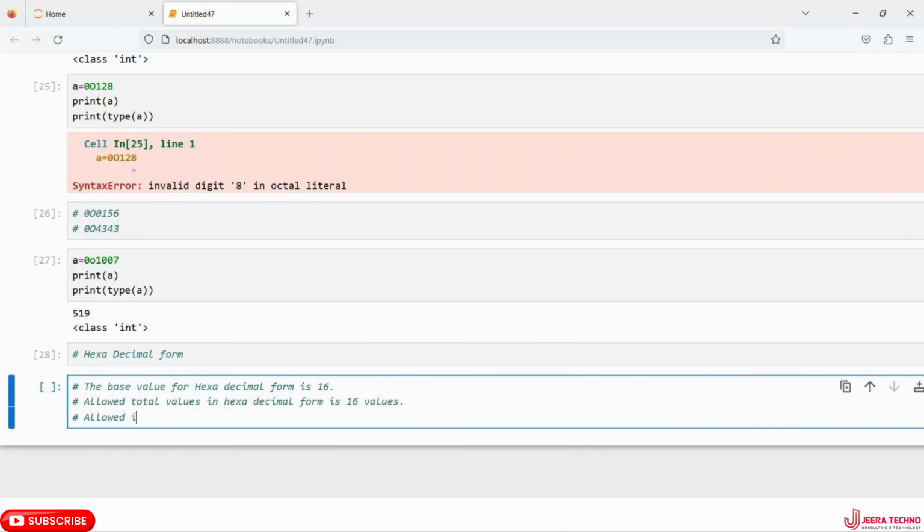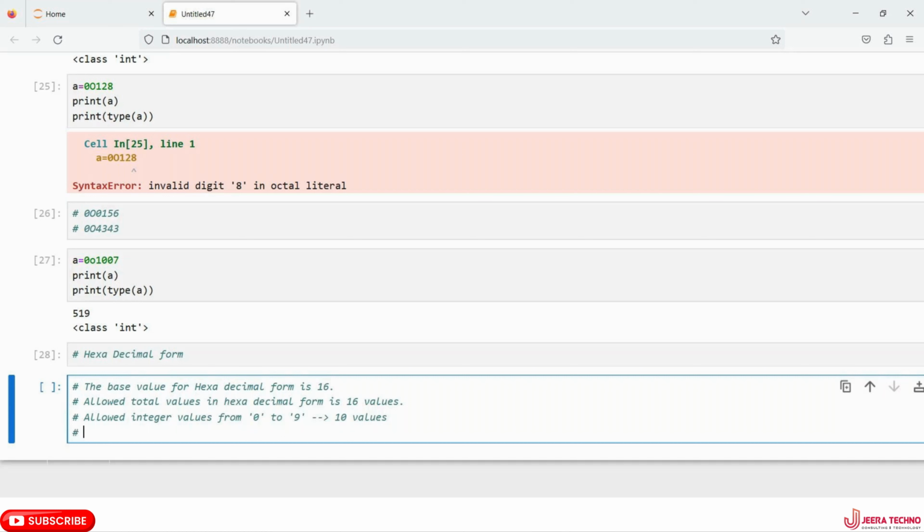Let's see. Allowed integer values are from 0 to 9. 0 to 9 means how many values? That is 10 values. What about 6 values? Yes, good. Allowed A to F, sir. Yes, exactly. Allowed letters are from small a to f, or you can use capital A to F also. Those are 6 values. So a total of 10 values are numbers or integers, and 6 values are alphabets.